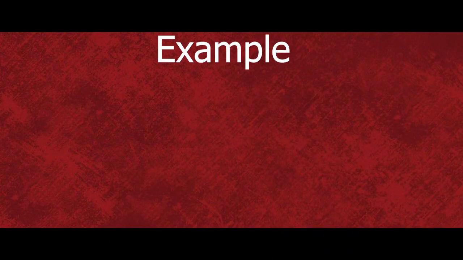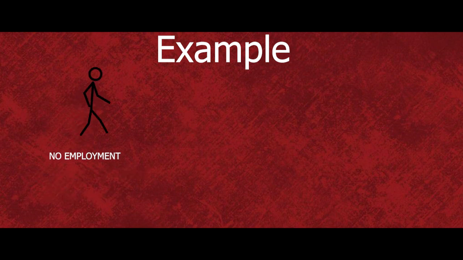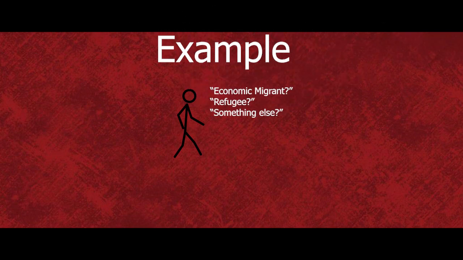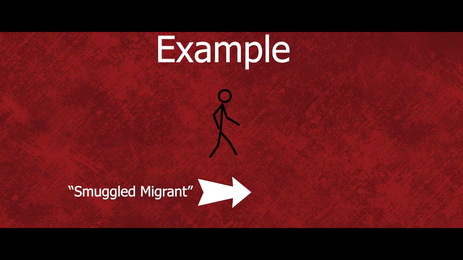For example, for a person belonging to an oppressed minority group or in a country where a civil war exists, finding stable employment may be impossible, pushing her to seek opportunities elsewhere. Is that person an economic migrant, a refugee, or some combination? Additionally, different legal frameworks may apply to migrants at different points along their journey. A smuggled migrant might become a victim of human trafficking, or an irregular migrant might become a refugee due to a change of circumstances in the country of origin.